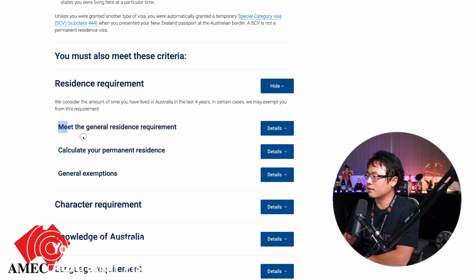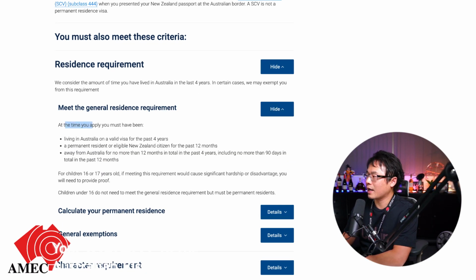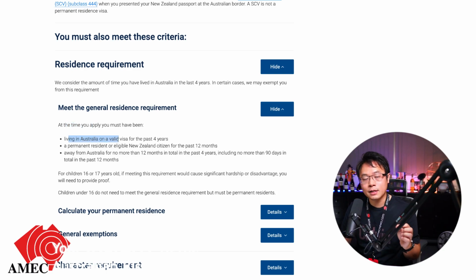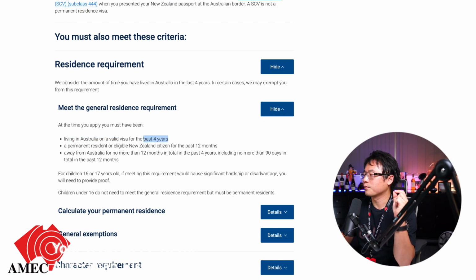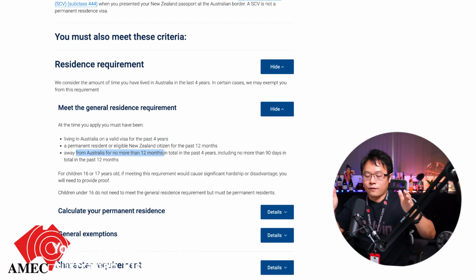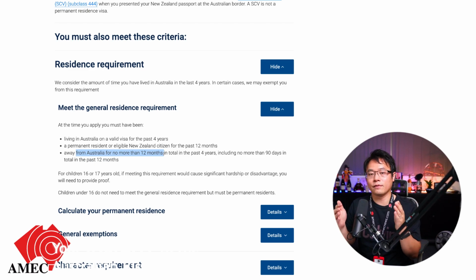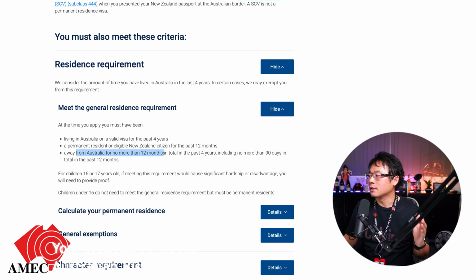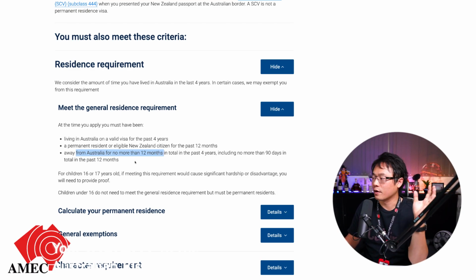Now, the residence requirement. You need to meet these. First of all, the general requirements: at the time of applying, you have been living in Australia with a valid visa, and the visa doesn't have to be permanent residence, for the past 4 years. So away from Australia, no more than 12 months. If we divide that over 4 years, it means 90 days each year, so you cannot be away from Australia longer than that.